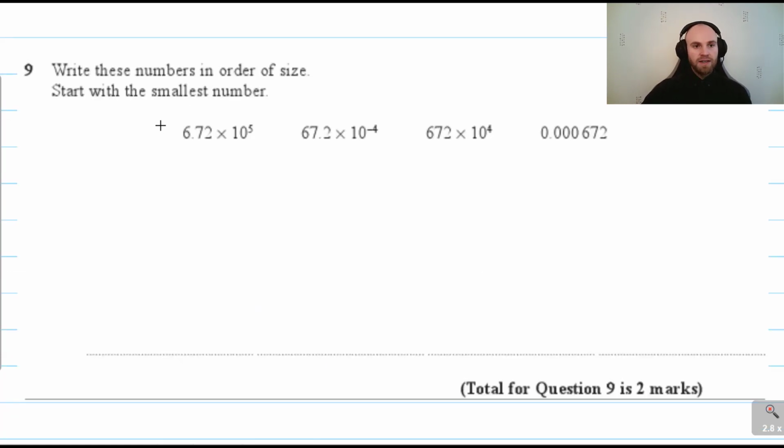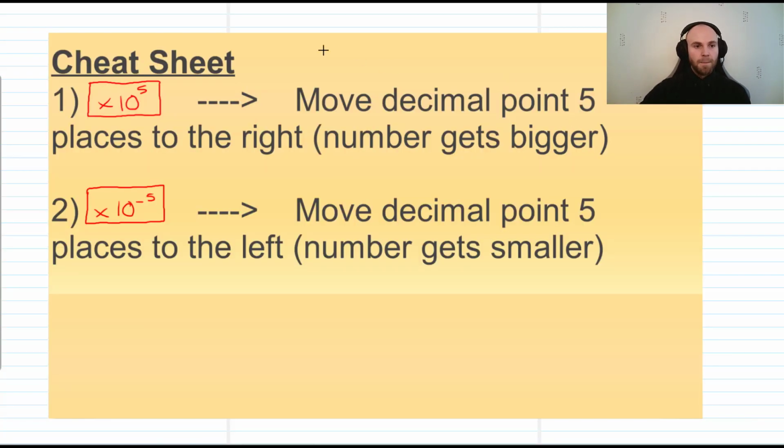Okay, question 9. Write these numbers in order of size. Start with the smallest number. Okay, so we have 6.72 multiplied by 10 to the power of 5, 67.2 multiplied by 10 to the power of minus 4, 672 multiplied by 10 to the power of 4, and 0.0000672 on its own.